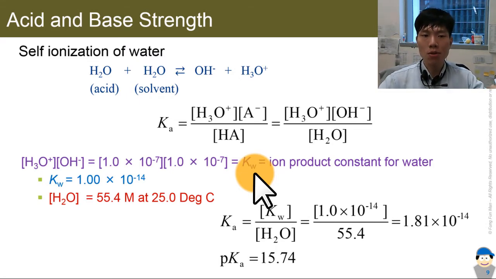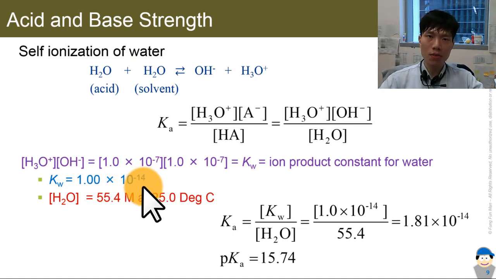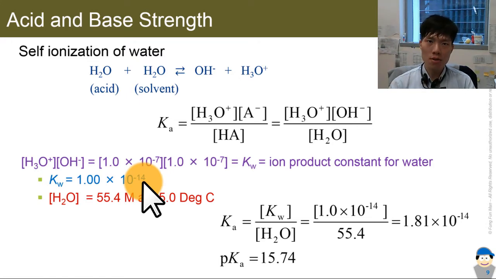So you have a value of 1 times 10 power negative 14 for the ionic product constant of water at room temperature, 25 degrees Celsius and 1 atm. And this has got to do with what we know last time. The pH scale ranges from 0 to 14. And what is the midpoint? The midpoint is 7. We know the pH 7 means neutrality.